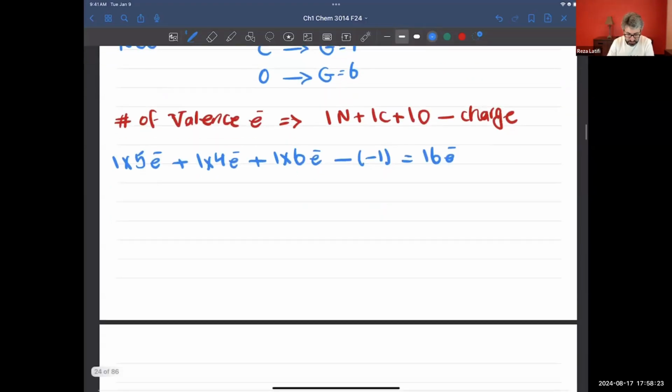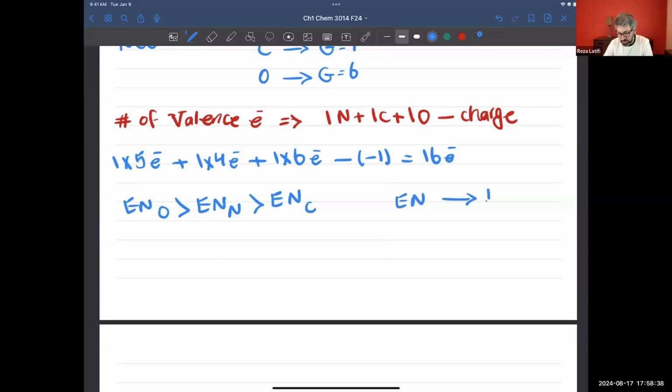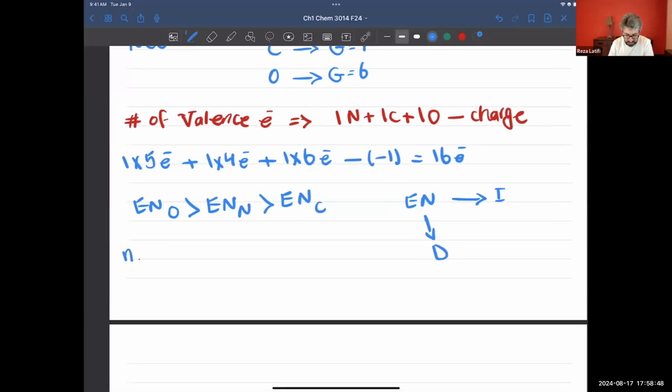Electronegativity: oxygen has the highest electronegativity, then nitrogen, then carbon will be the least. Remember, electronegativity increases toward the right side of the periodic table, and decreases down any group. Because we are dealing with the same period here, all these elements belong to the second period. The one on the right side of the periodic table will have the highest electronegativity, so oxygen has the highest. And the one with the lowest will be the central atom.